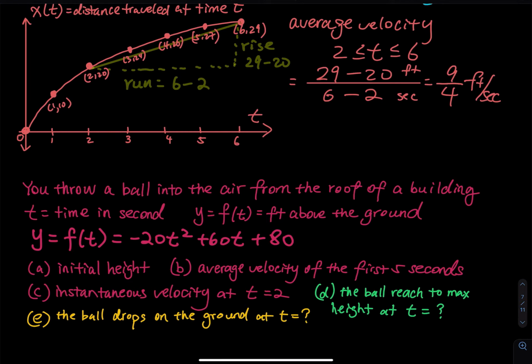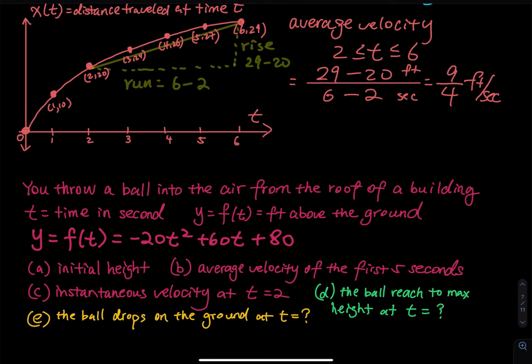You throw a ball into the air from the roof of a building. Time t is the time in seconds, and y stands for the distance above the ground, and here is your function. y equals f of t, which equals negative 20t squared plus 60t plus 80. This is second degree, a quadratic function, which means it is a parabola. The leading coefficient, negative 20, is negative, which means the parabola is facing down. So the parabola is going to go like this.